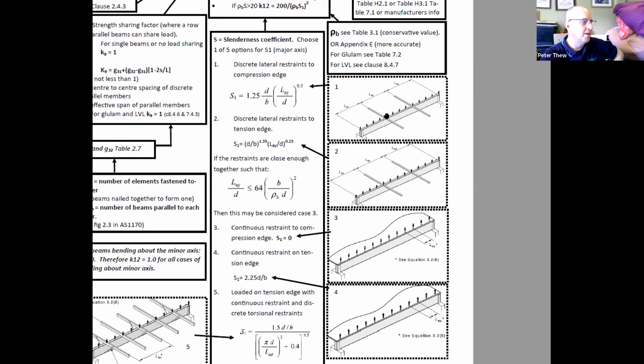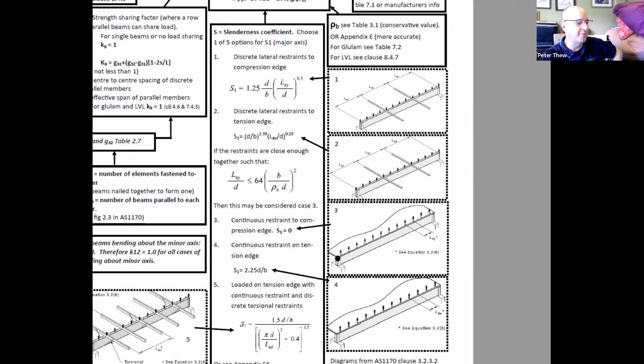Okay. If it's got a plywood floor on top and it's attached to the beam, then the discrete restraint in the middle is a distraction because it's continuously restrained. So I'll have to review the question just to make sure, but if it's got a plywood floor and it's attached to the beam, then it's this situation down, S1 equals 0.